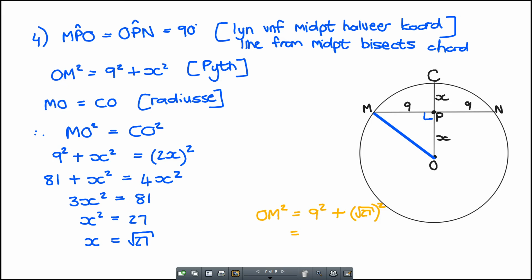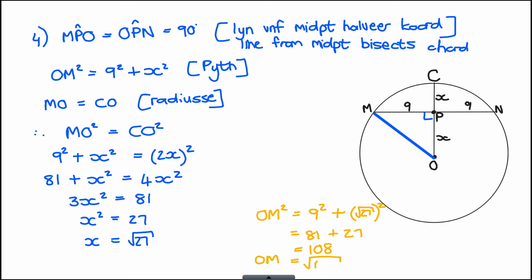Okay, so that would be 81 plus 27. Ja, 108 en dan kry ek OM would be square root of that. Dit gee nie vir my 'n lekker antwoord nie. So ek gaan hom eerder net so hou.